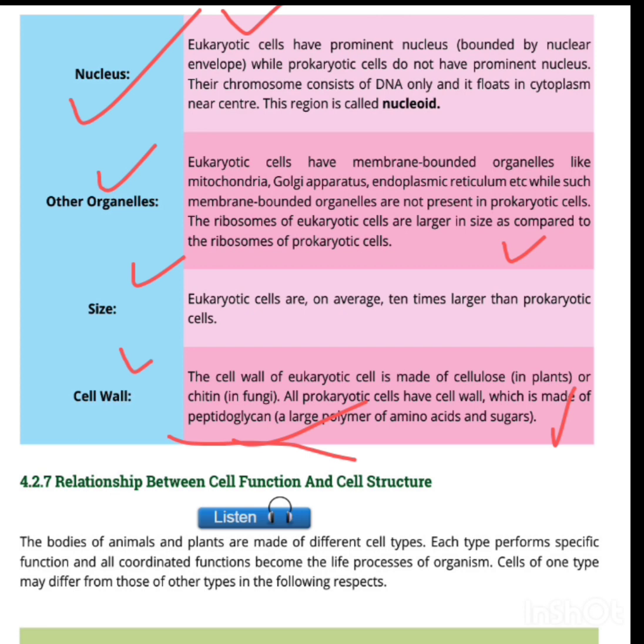All the bacteria are prokaryotic cells, and bacteria are very important. Why? Because they act as decomposers in our environment. They are present in our intestine for the digestion of food as well. So in this way, these are some basic differences.